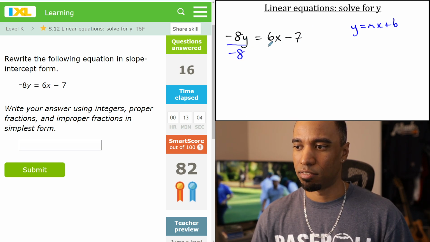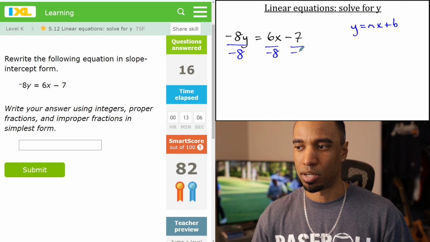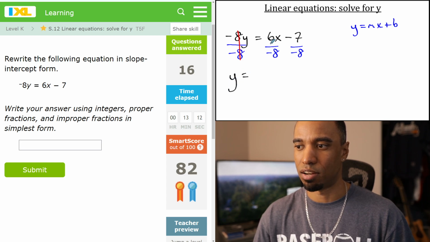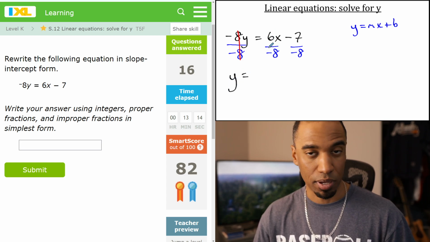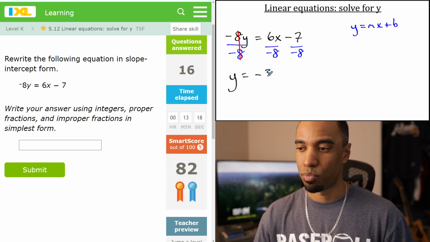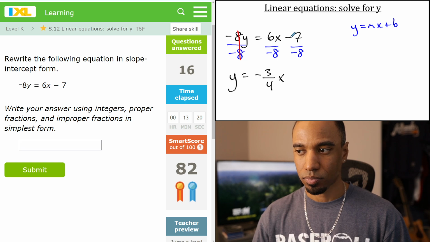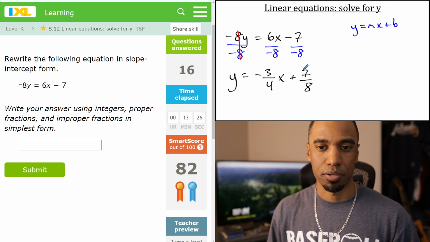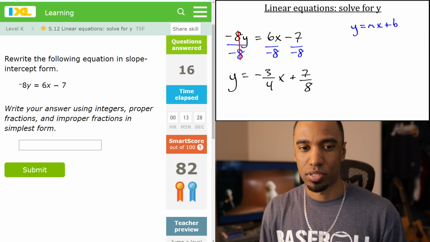When I divide by negative, and if I have to reduce fractions, I think I'm going to stick to writing it out. Divide everything by negative 8 to get y by itself, and any sign would change. So instead of positive, it'll become negative, and 6 over 8 reduces to 3/4. So I'll have negative 3/4 x. Negative will turn positive because I divide by negative, so it has to say plus 7/8 like that. And there's the answer. Y equals negative 3/4 x plus 7/8.